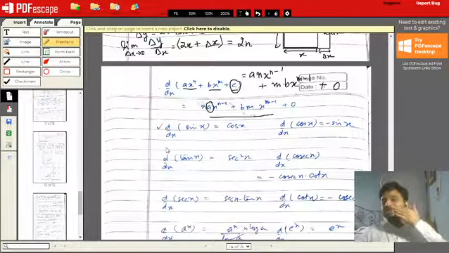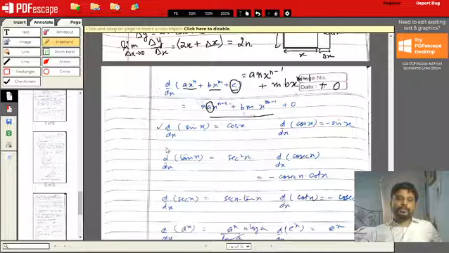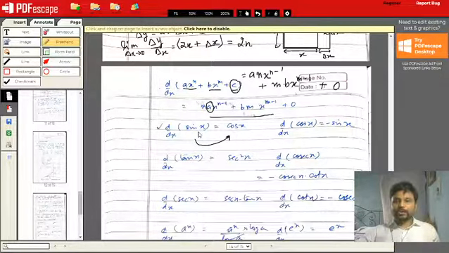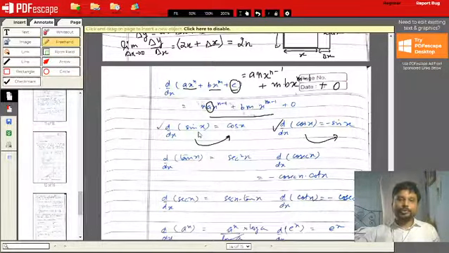Now differentiation of trigonometric functions. We have to differentiate sin x. When sin x is differentiated, we get cos x. Differentiation of cos x is minus sin x. So these are the two things which we have to remember. This would come commonly in our study in this particular idea.